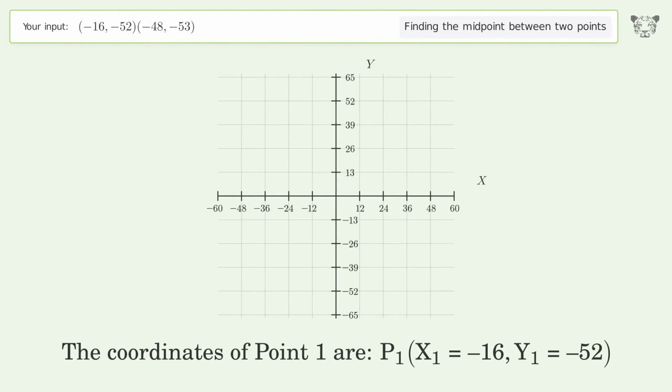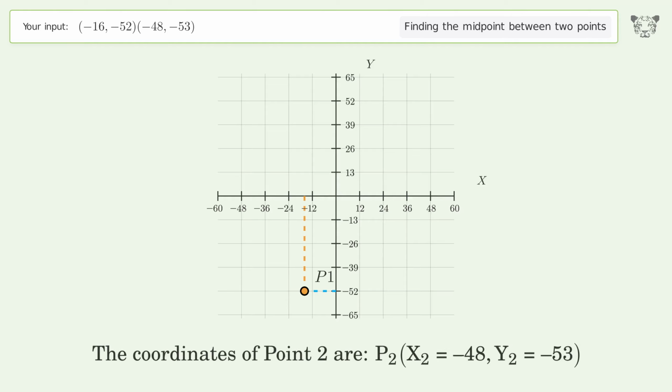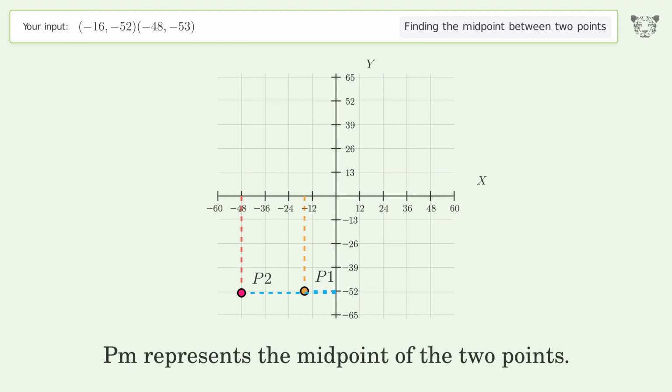The coordinates of point 1 are x1 equals -16, y1 equals -52. The coordinates of point 2 are x2 equals -48, y2 equals -53. PM represents the midpoint of the 2 points.